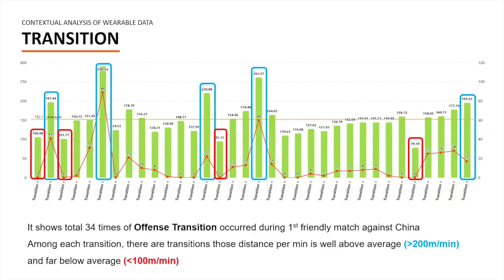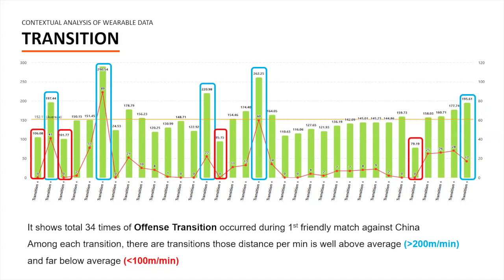So I decided to go over every offense transition's intensity in an open field cloud like that. It shows a total of 34 offense transitions occurred during the first friendly match against China. And among them, there are transitions whose distance per minute is well above average, which is over 200 meters per minute, and far below average, which is less than 100 meters per minute.